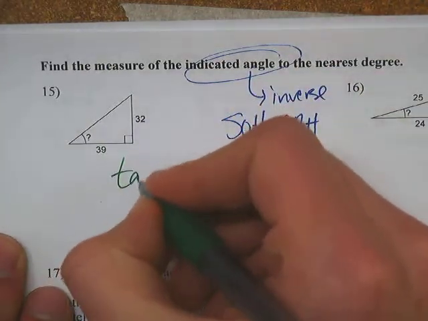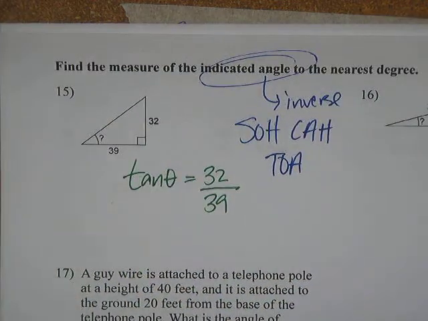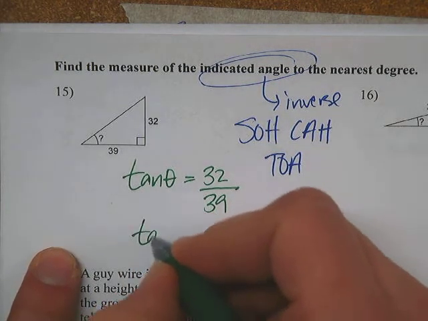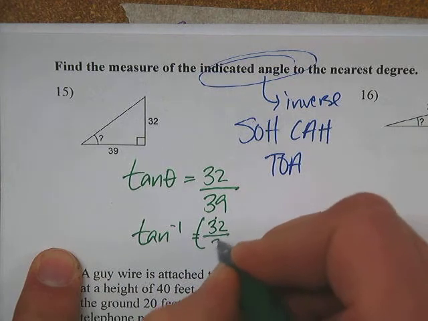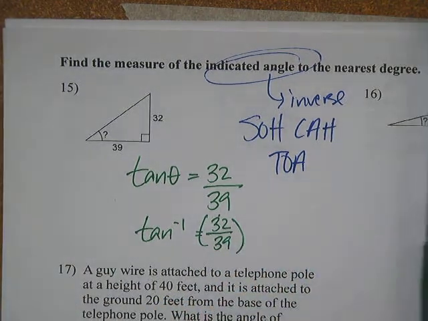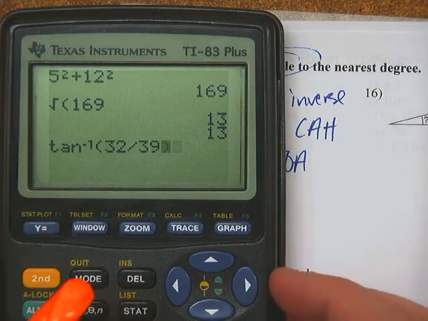Okay, so find the measure of the angle. Remember, when we're looking for an angle, you're using your inverse functions. So it's still using the acronym SOHCAHTOA to figure out, am I using sine, am I using cosine, am I using tangent? So on this one, I'm going to use tangent. Tangent of that unknown angle is equal to opposite over adjacent. So what I type into the calculator is tan inverse of 32 over 39.